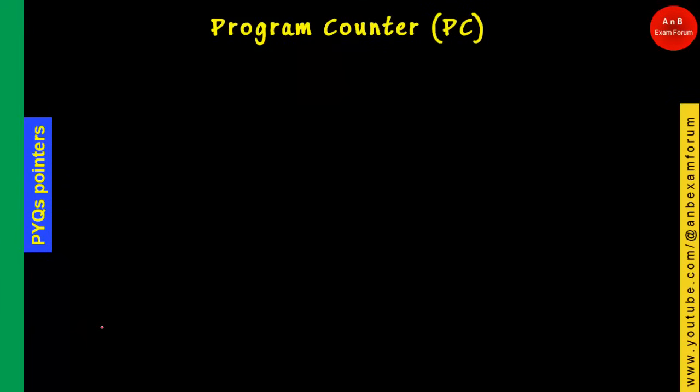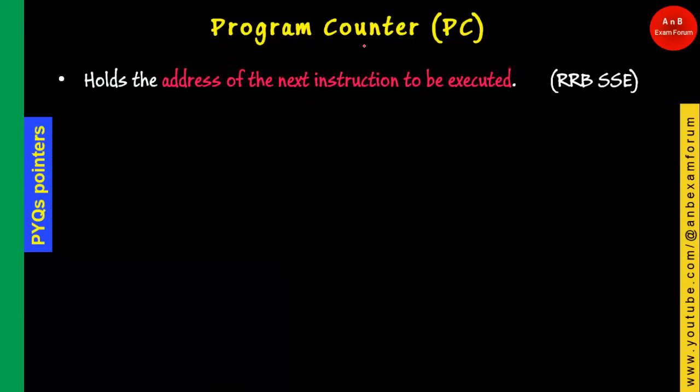Okay, so the first one is PC. The full form is program counter. As the word itself suggests, it is going to count the number of instructions. Basically this program counter register will hold the address of the next instruction to be executed. This is very important. It is going to hold the address of the next instruction to be executed.